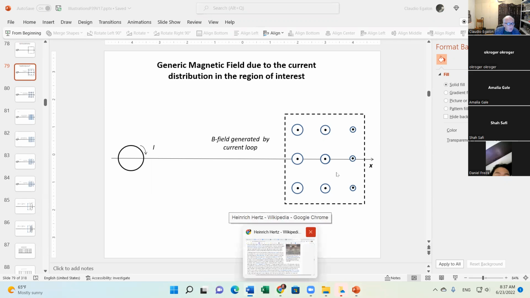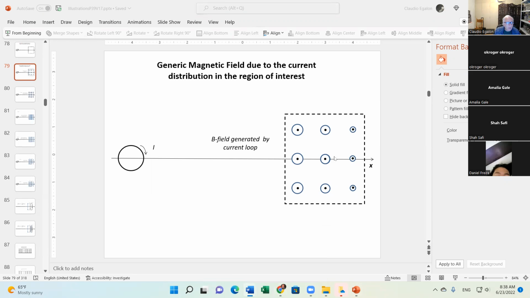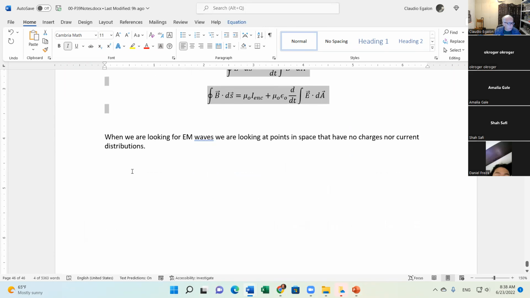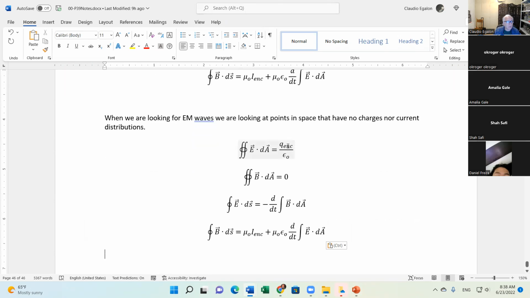What didn't I do? What's missing here? Okay, I've got to correct my equations, right? I told you that there are no electric currents here, there are no electric charges here. So let's adjust my equations to reflect that. Since in that region of space there are no charges and no currents, the original Maxwell's equations become like that. No electric charge, no electric current. Now we have only electric and magnetic fields.